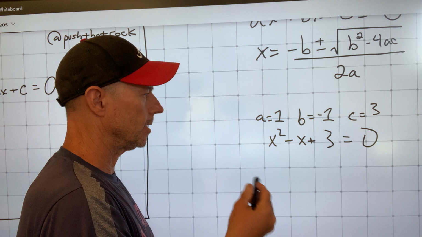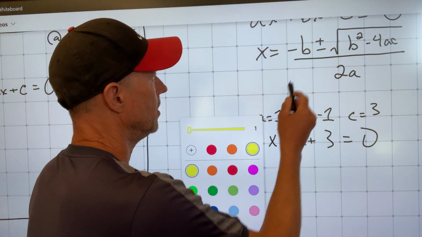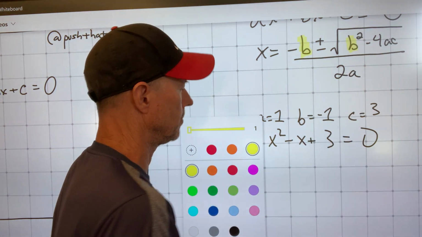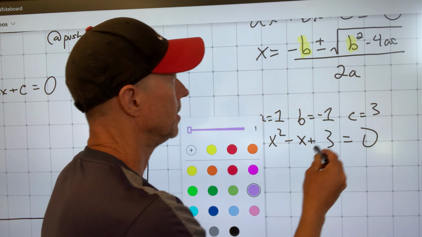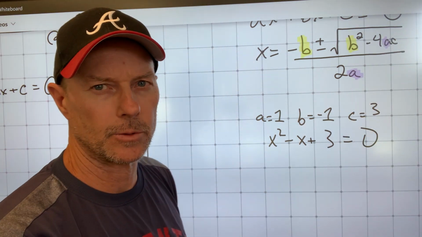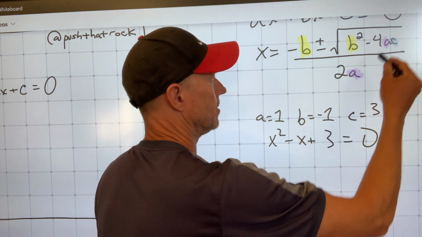So I'm going to plug into the formula. Now, I'll use some colors here. Notice that we have a couple of places to put b, and a couple of places to substitute a into the formula. And then we have one place to substitute in c into the formula.